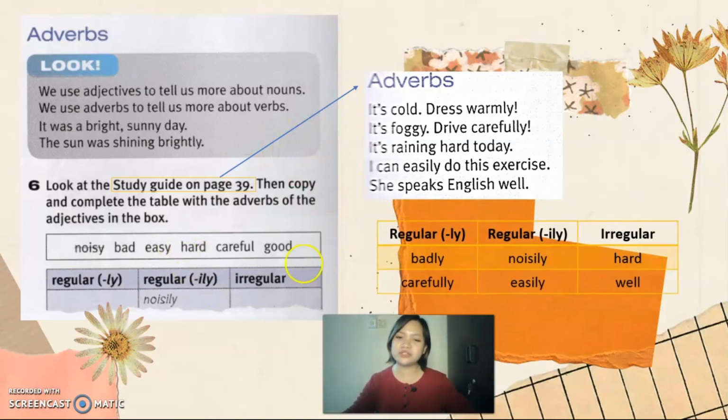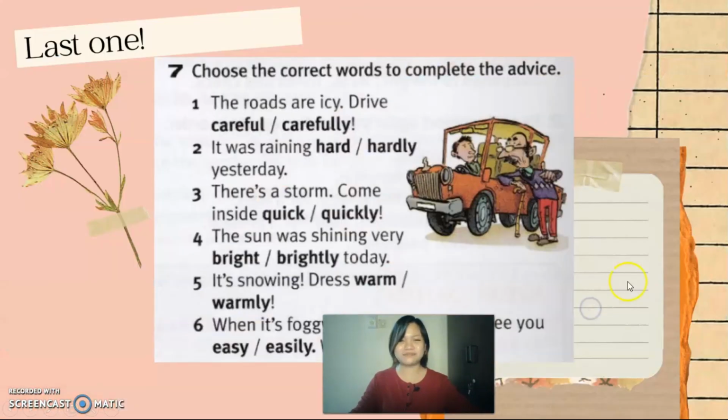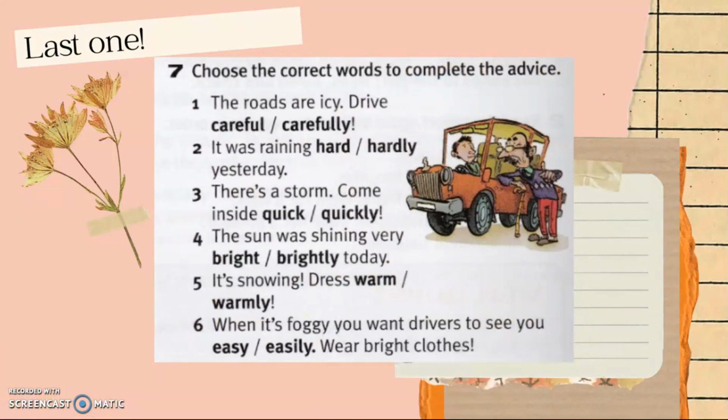So now as we look here, we have three forms of adverbs. The first one is regular plus ly, badly and carefully. Regular ily, noisily, easily, and then irregular, hard and well. Got it? Right. Alright, now we are getting to the last part of the exercise, which is question number 7.